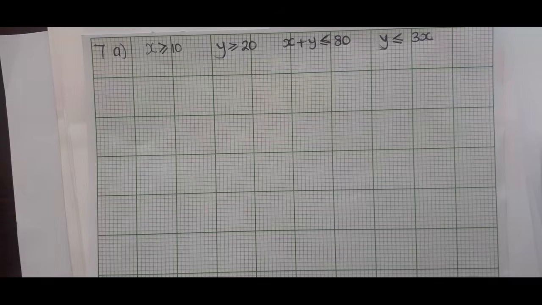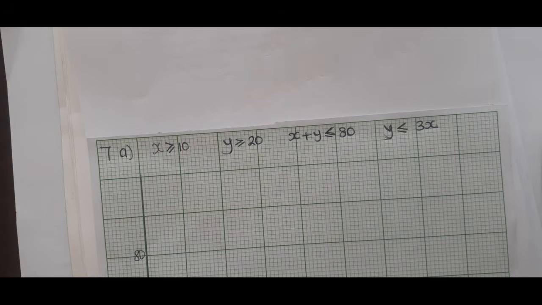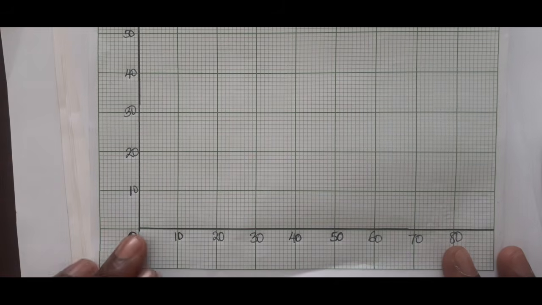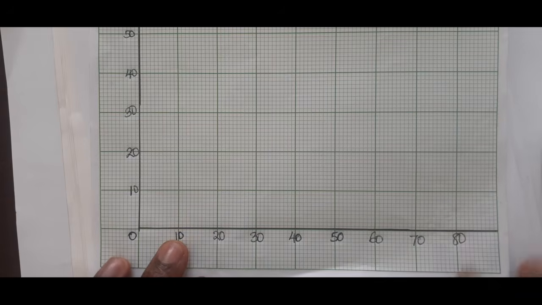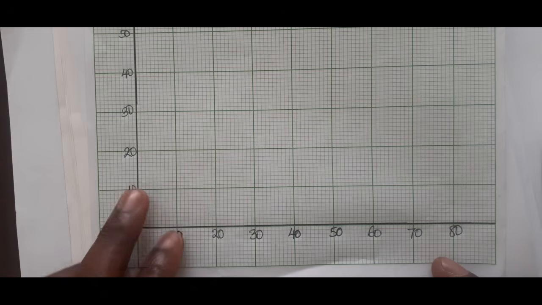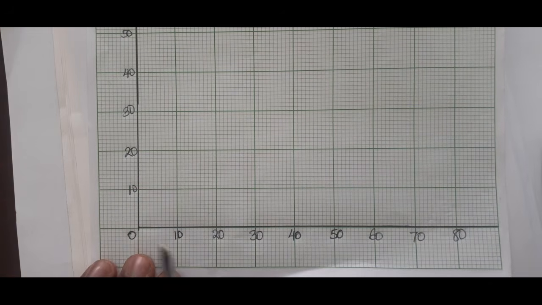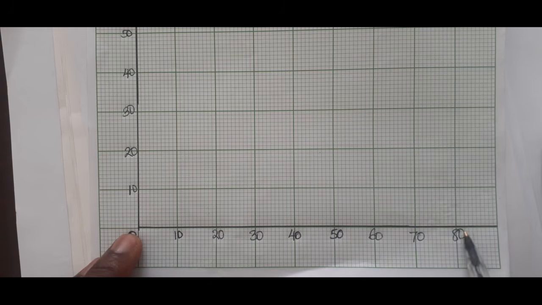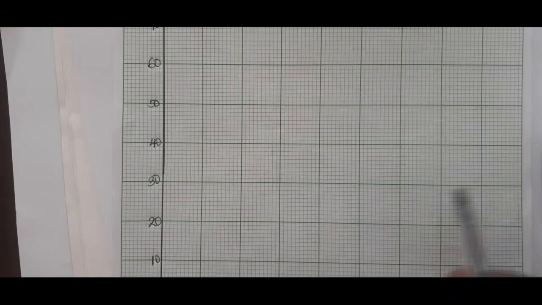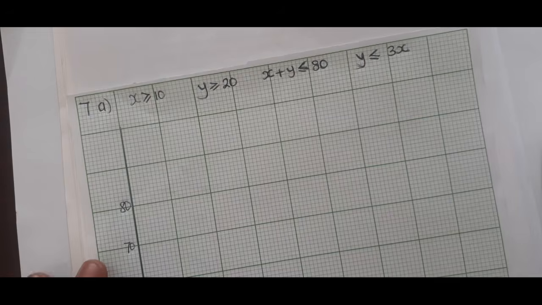We draw our axis. This is how we are supposed to draw the axis, from 0. As you know, this is 2 centimeters, so 2 centimeters must represent 10 units on both. As you can see, we're supposed to start from 0 up to 80 on both. So that is 10, 20 up to 80 on both axes. Then now we come to the inequalities.